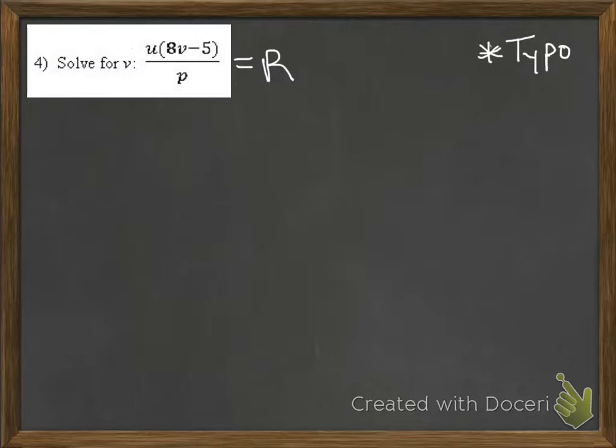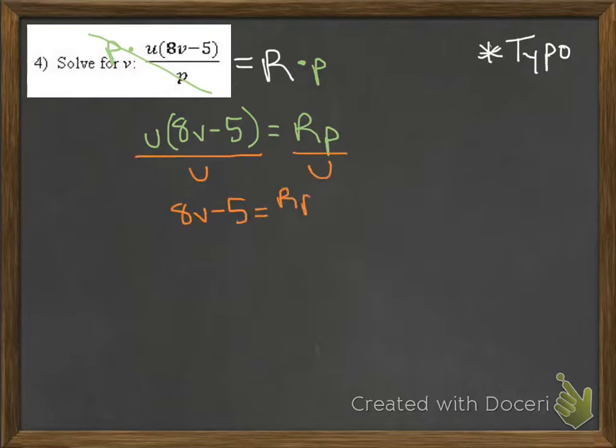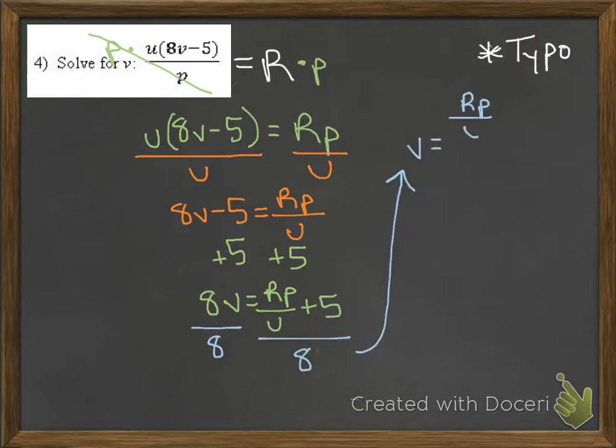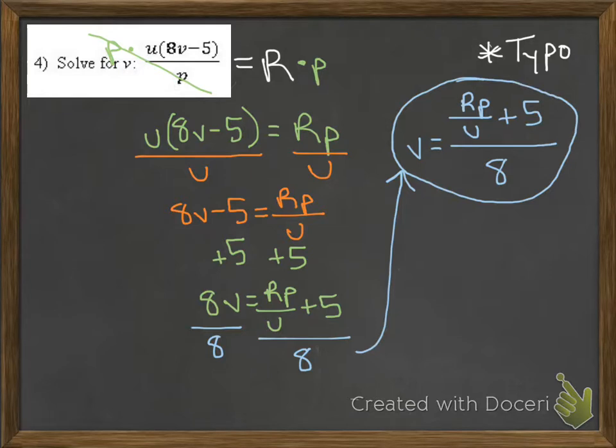We want to start by getting rid of the divide by p by multiplying both sides by p. Our next step could be to cancel the u that's in front of the parentheses by using division. Then we would want to add 5 to both sides. And final step to isolate v would be to divide both sides by 8. And so this one, the answer looks somewhat complicated because there's a fraction within a fraction, but algebraically it's correct.